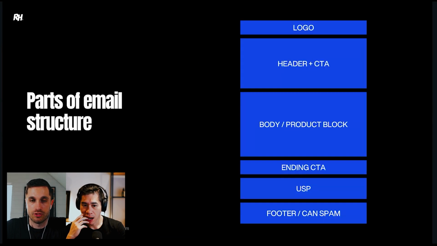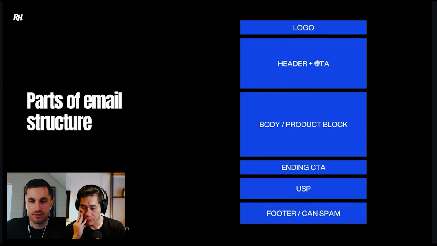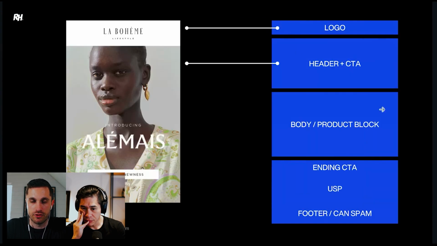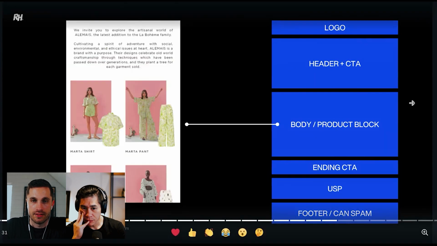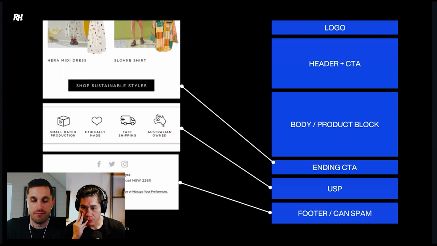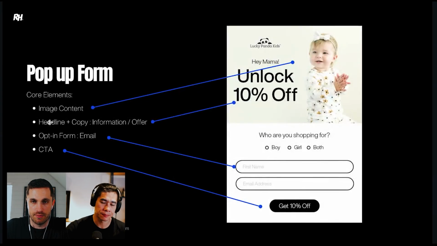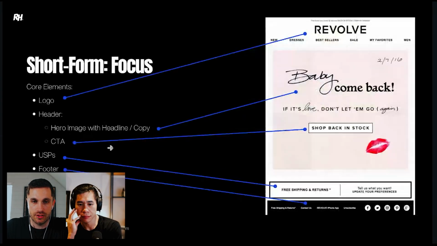Now we're going to get into the specifics of design structures. Most emails follow this structure: logo, header, body, call to action, USP, and a footer. This shows how our team thinks about emails when we're compiling them, because an email is essentially a compilation of sections. We think of it as modular, like bricks. We're building an email, and these are the bricks we're using. Here are examples of us using those.